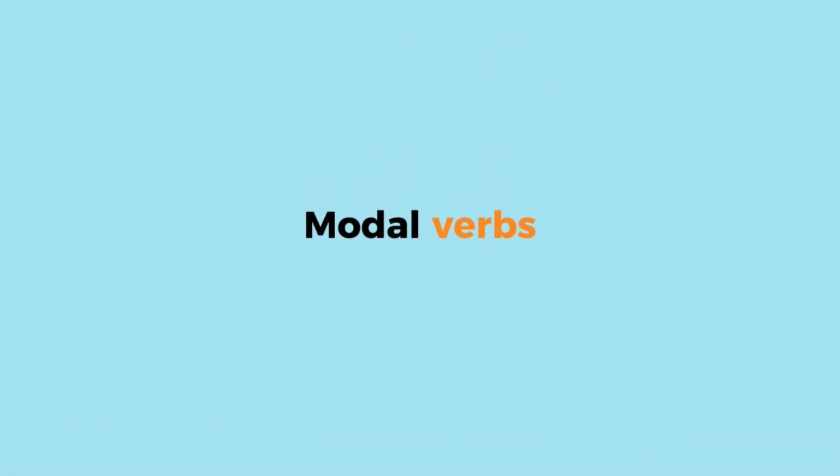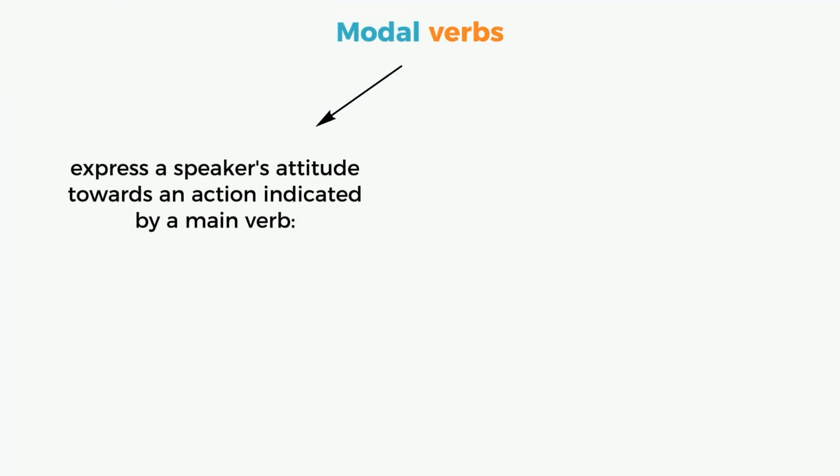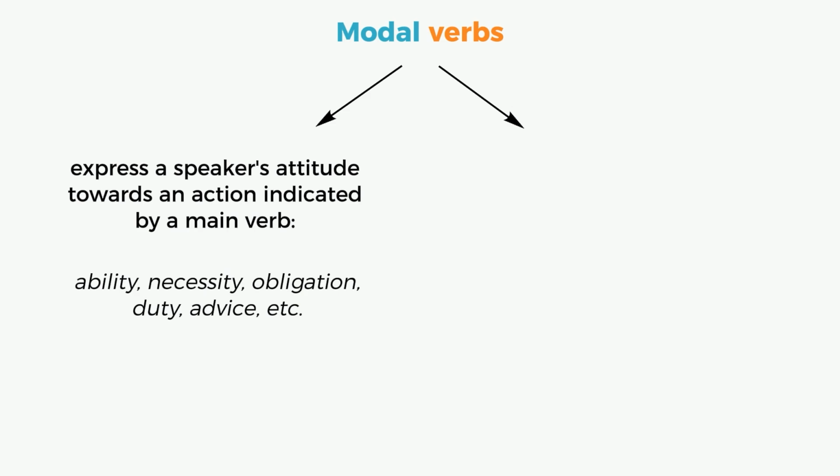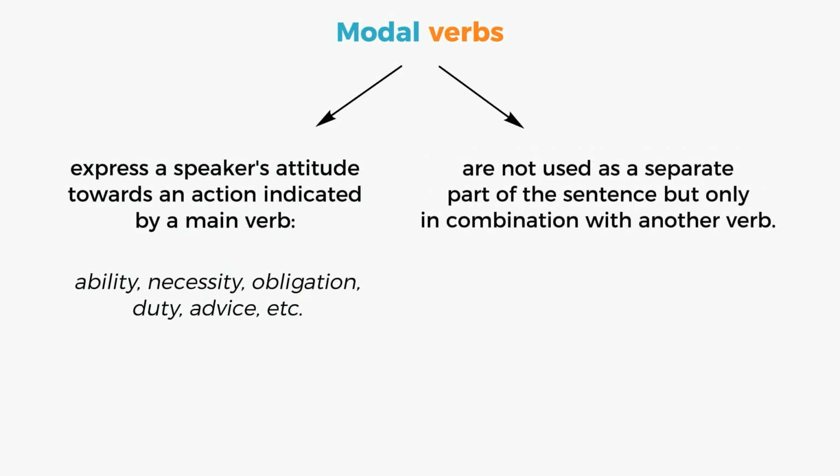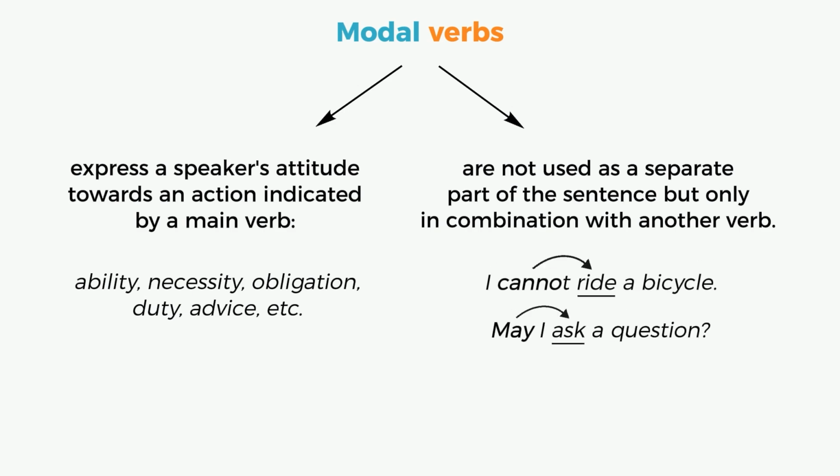Modal verbs. Modal verbs express a speaker's attitude towards an action, indicated by a main verb, such as ability, necessity, obligation, duty, advice, etc. Modal verbs are not used as a separate part of the sentence, but only in combination with another verb. For example, I cannot ride a bicycle. May I ask a question? More detailed explanations can be found via link.